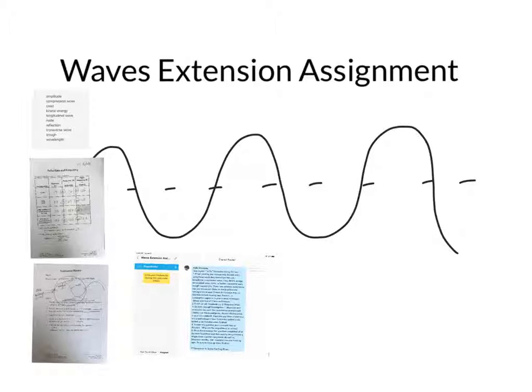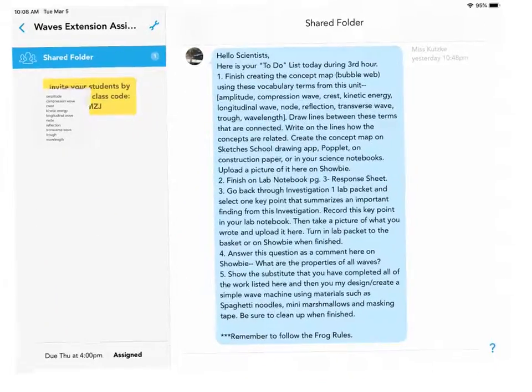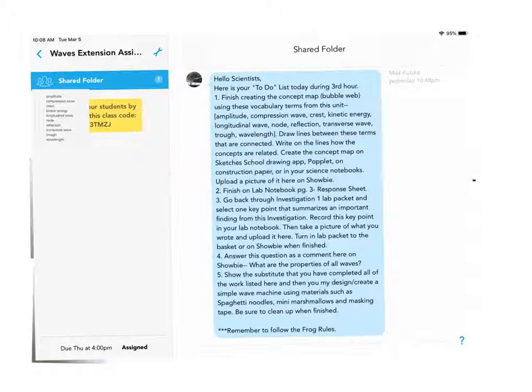This assignment is posted on Shobi. When you get to Shobi, click on the Waves extension assignment. And here it says, hello students, here is your to-do list today during third hour. You're going to first finish creating the concept map or the bubble web using these vocabulary terms from this unit.